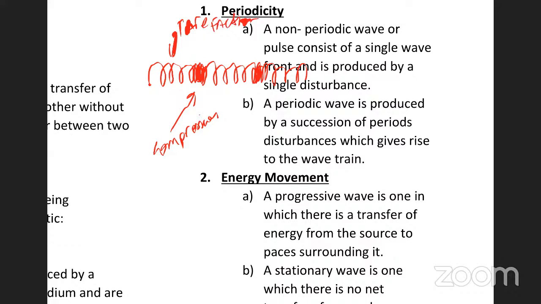All right. And then you had your transverse waves, which had a crest, trough, crest, trough, crest. Right? So you had your crest and you had your trough and so on.